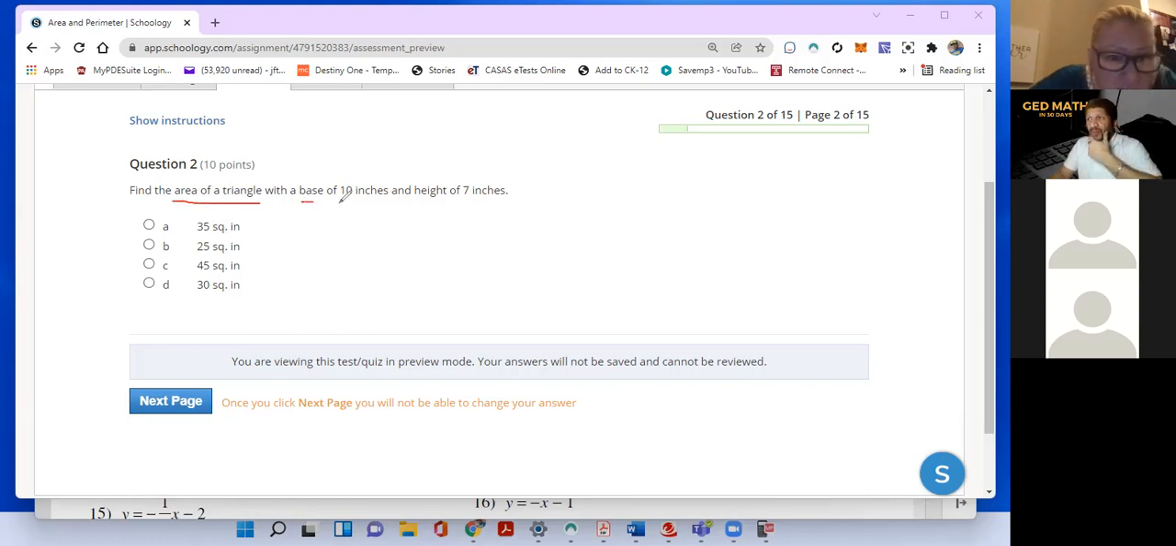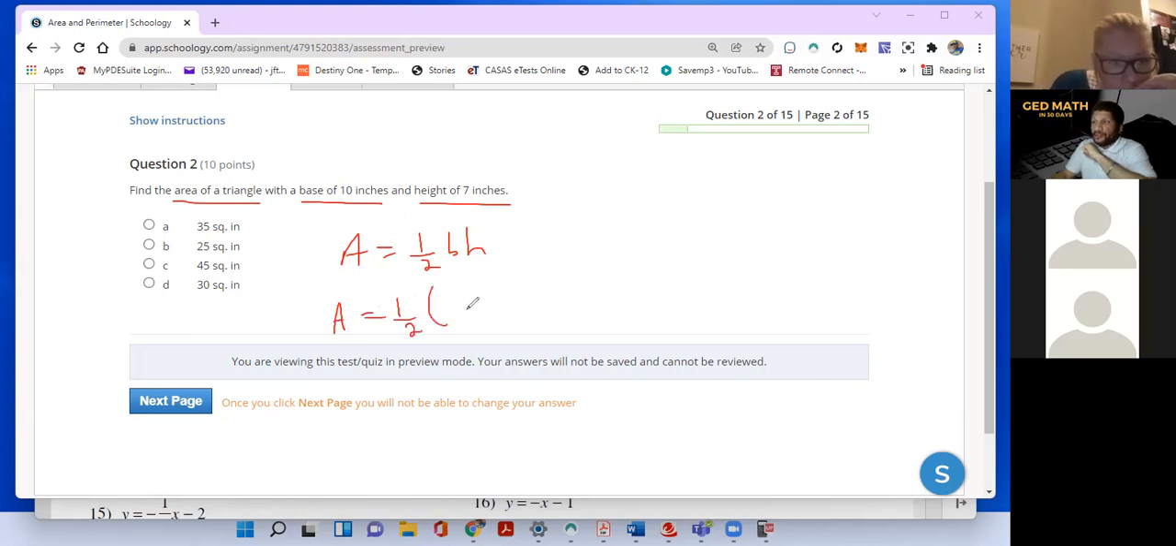The base is 10 and the height is 7. So we identify what we know first. Now, pull out your formula sheet. What is the formula to find the area of a triangle? A equals half base height. 1/2 times base times height. So if we substitute it in, area equals 1/2.